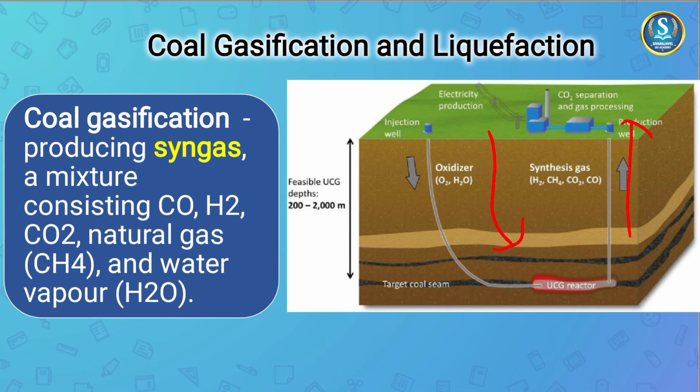That's it. So coal gasification is the process of producing syngas, or the full word is synthetic gas, which is a mixture consisting of carbon monoxide, hydrogen, carbon dioxide, natural gas, that is CH4, and of course water vapor. Because the water that you send in will come out as water vapor. So this could be a potential prelims question. Note these chemicals down. Syngas is a mixture of carbon monoxide, carbon dioxide, hydrogen, natural gas, and water vapor.